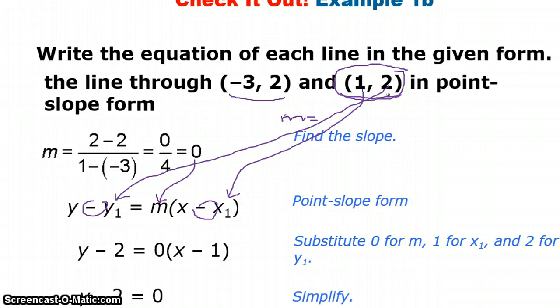Let's look at our second one. Oh, and we can finish this up a little bit further. If we multiply out that 0, then of course we get 0.